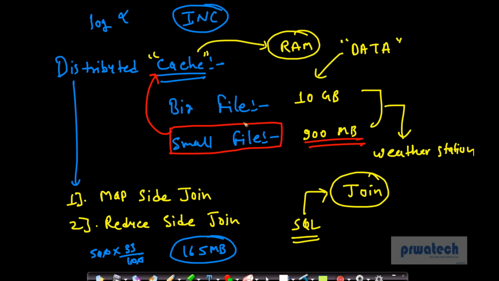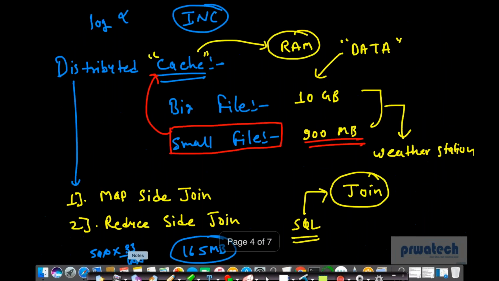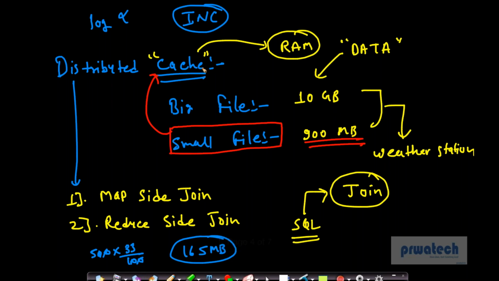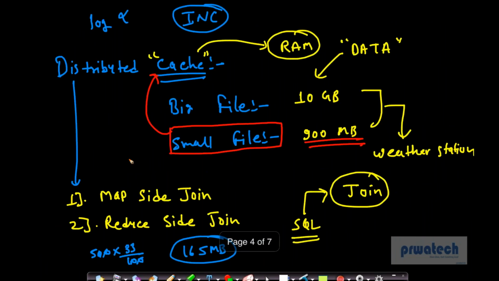Now when I'm doing reducer, this reducer is not reading from local, because my small file is stored in cache. So the reduce task can immediately pick this file from RAM, way faster than the disk operation. So this is just to enhance the performance. They have given you the concept of a distributed cache for a condition of a big file and a small file.